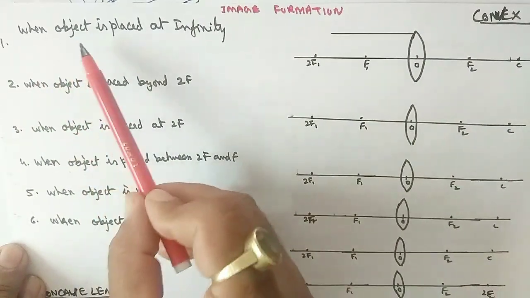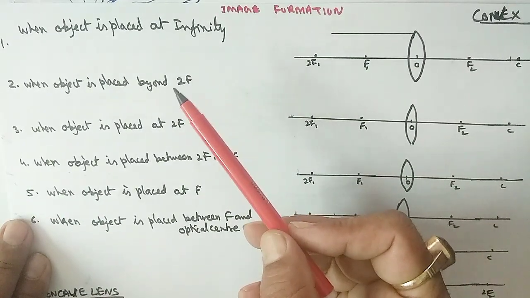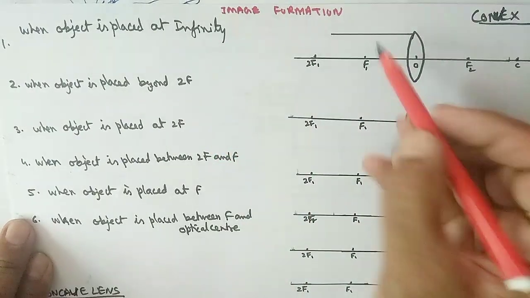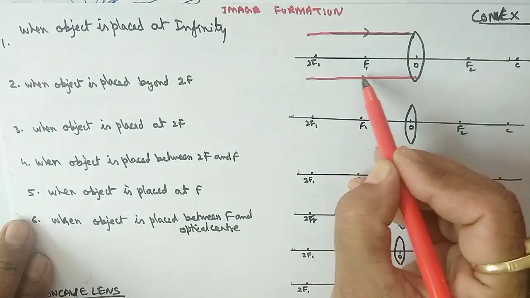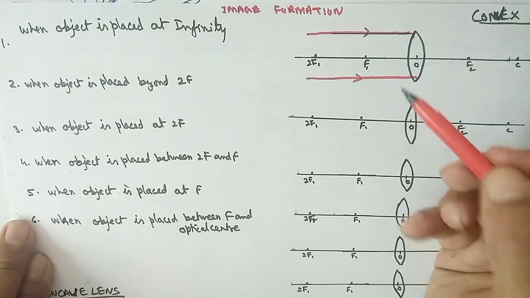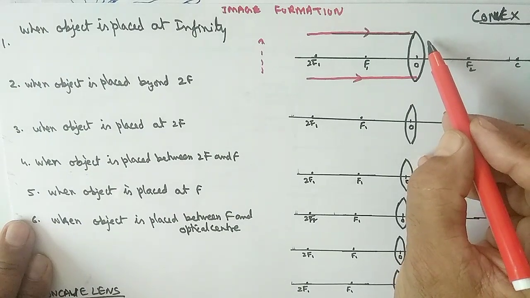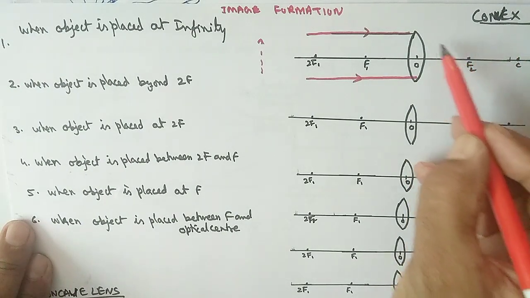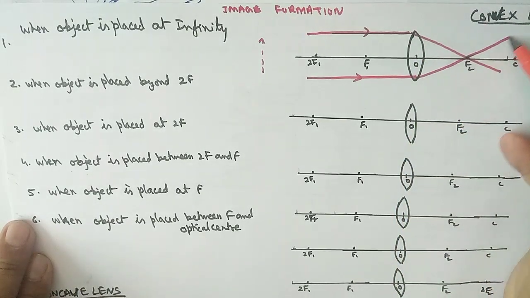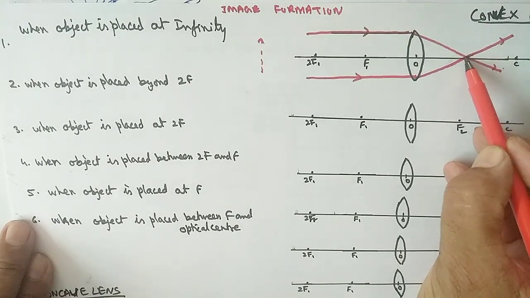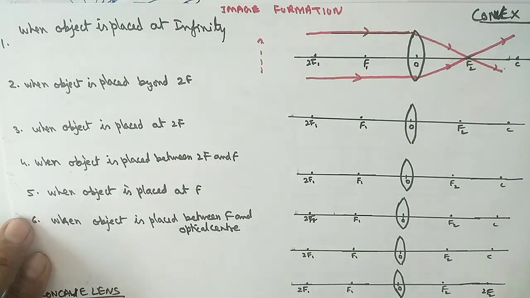See the first case, when the object is placed at infinity. Infinity means unmeasurable, a very long distance, like the sun is placed from the earth. When the object is placed at infinity, rays always come parallel to the principal axis. Always, if the object is at infinity. So according to the rule, as discussed in the last video, the rays will pass after refraction through the focus. So the image will be formed at the focus, and a very small image will be formed here.